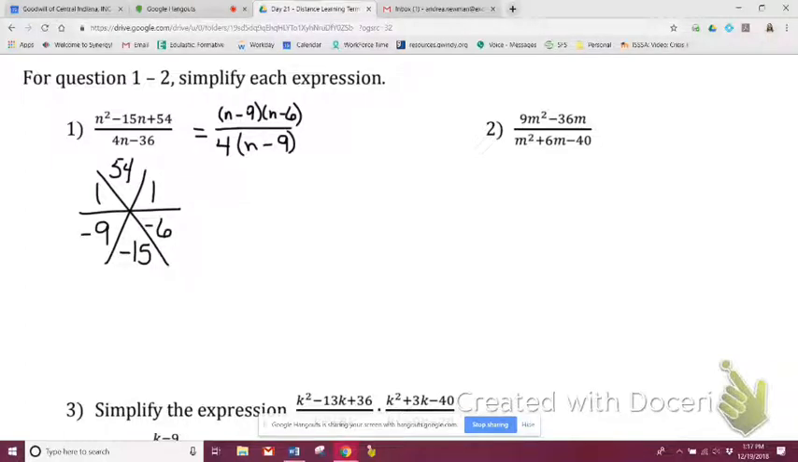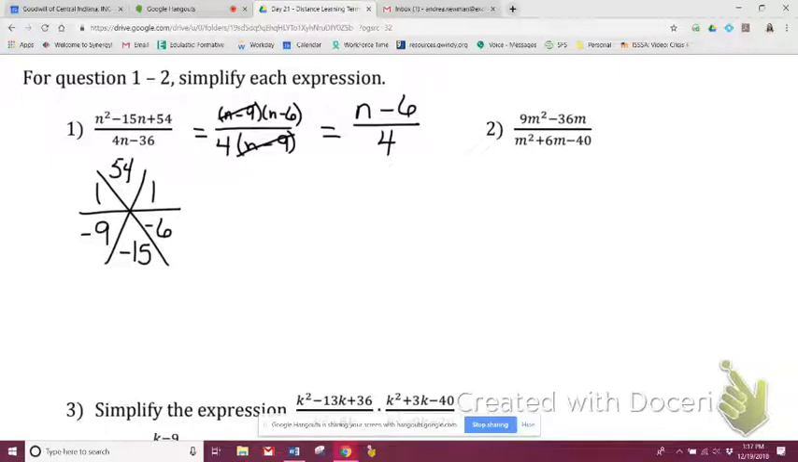Now what can you do? Cancel the n minus 9. Yep. So you should be able to cancel something. The n minus 9 on the top cancels with the n minus 9 on the bottom and leaves you with an answer of n minus 6. You don't have to write that in parentheses, but you can, divided by 4. And that would be my final answer. Questions on number 1?